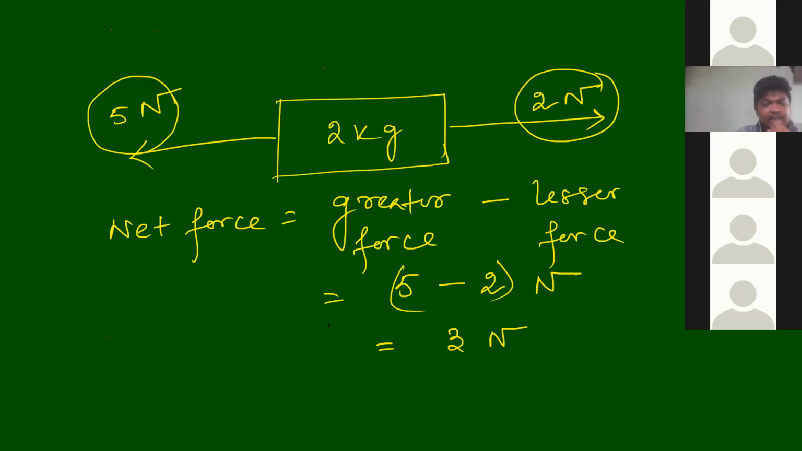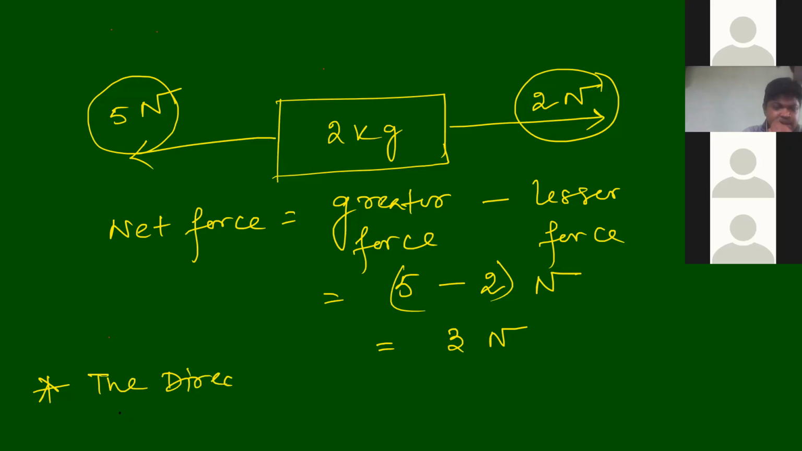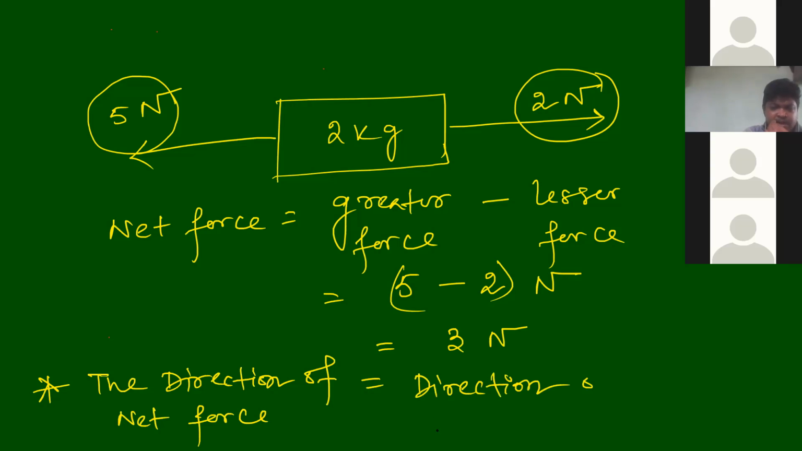Okay, so the net force, we are getting the answer as 3 Newton. Now, next, force is a type of vector quantity. By vector quantity, I mean a physical quantity which has magnitude as well as direction. So in this case, you have to find out in which direction the net force is applied. Remember one point: the direction of the net force is equal to the direction of the greater force. Now, in which direction is the 5 Newton force being applied?